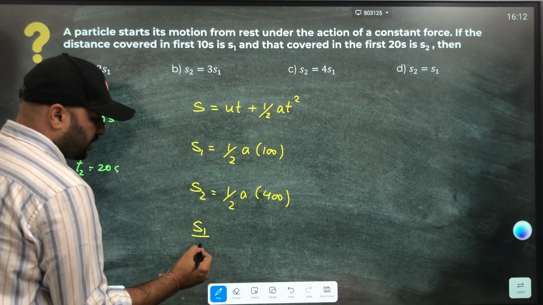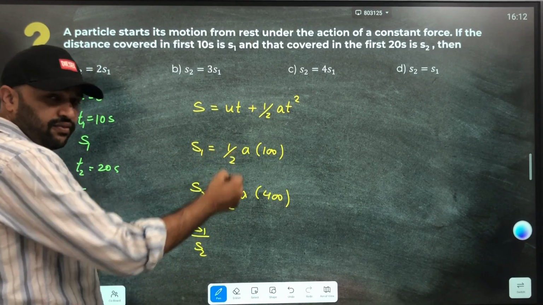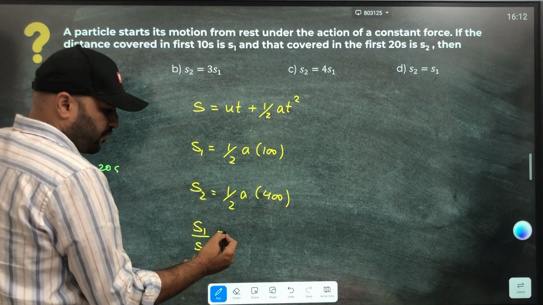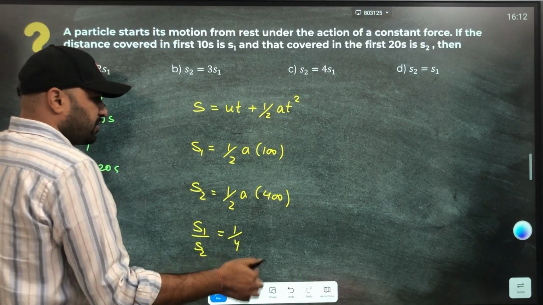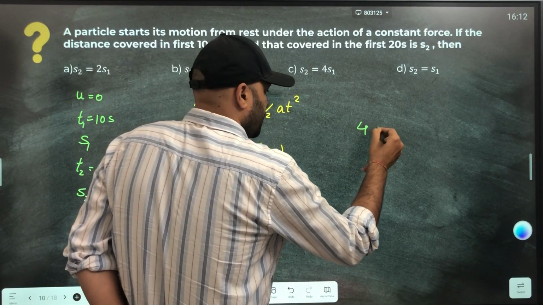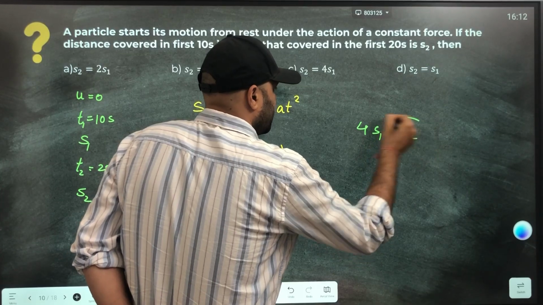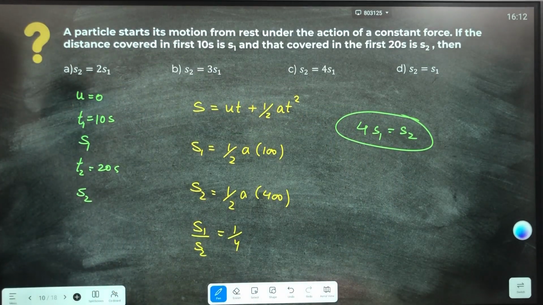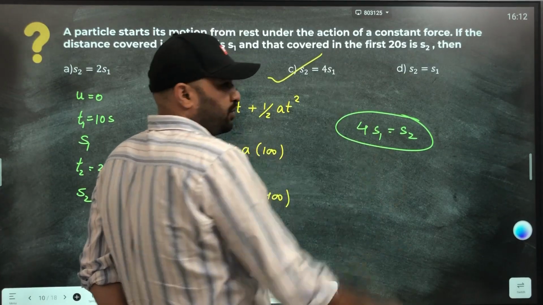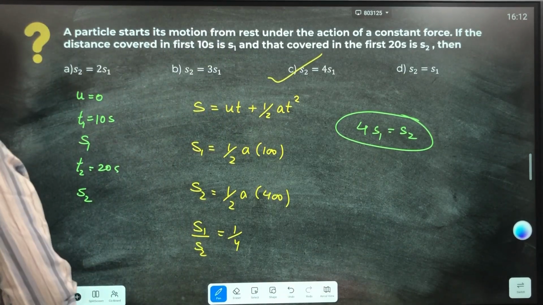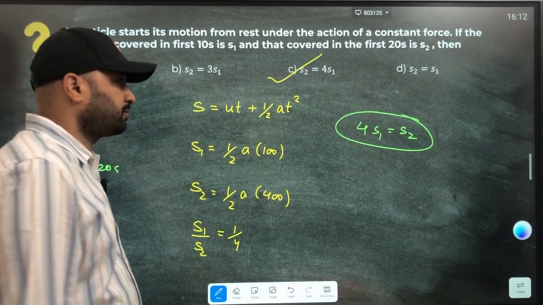So dividing S1 upon S2, half cancels with half, right? a cancels with a, 100 upon 400, that's 1 by 4. Let's cross multiply, we will get 4S1 equals S2. Let's see if there is any such relation. Yes, option C is correct. S2 equals 4S1. I hope this is clear.